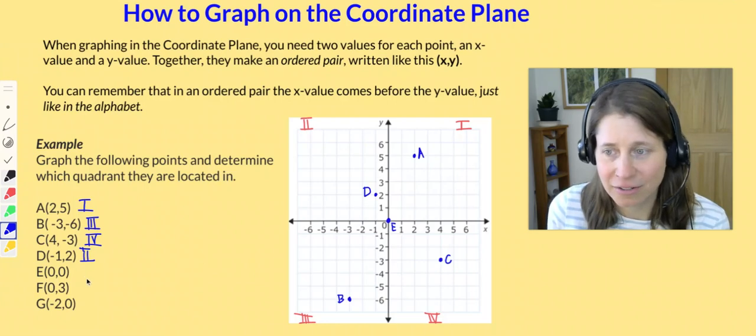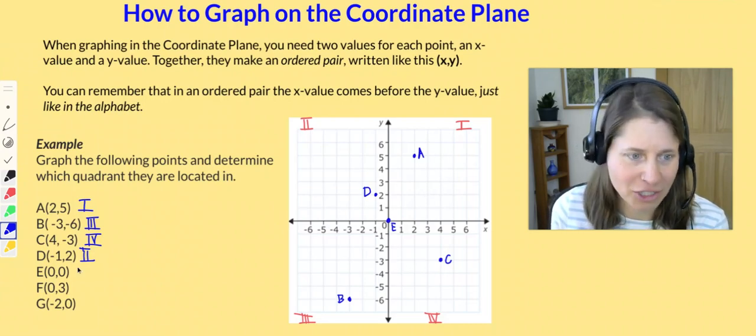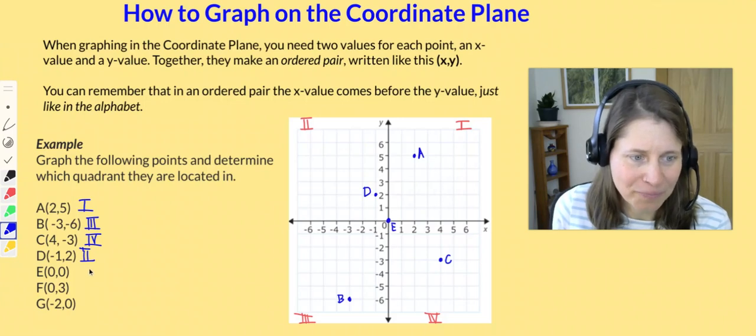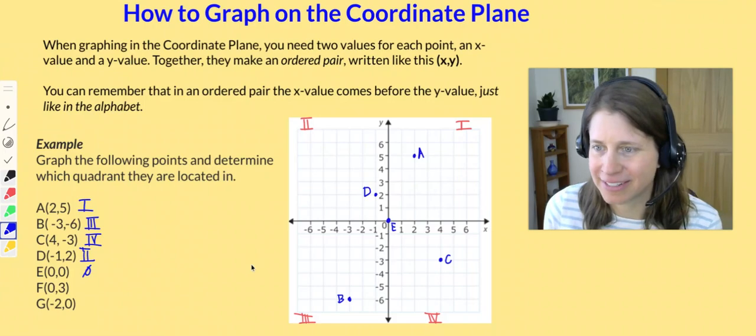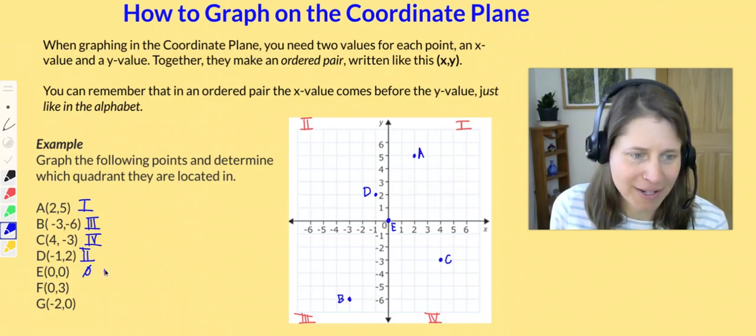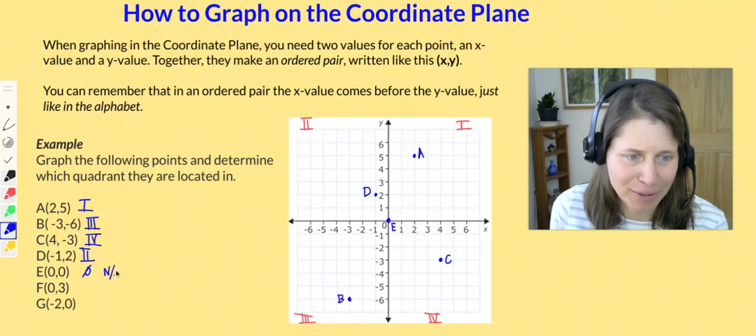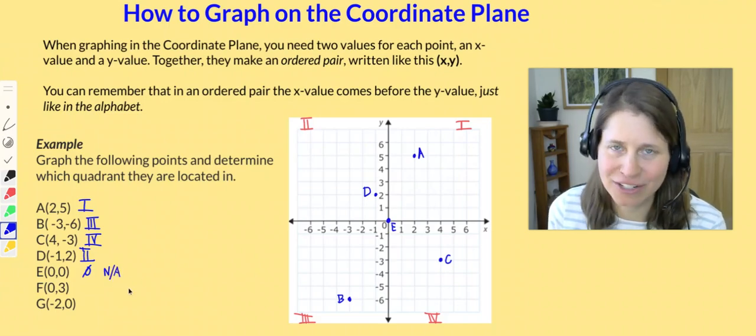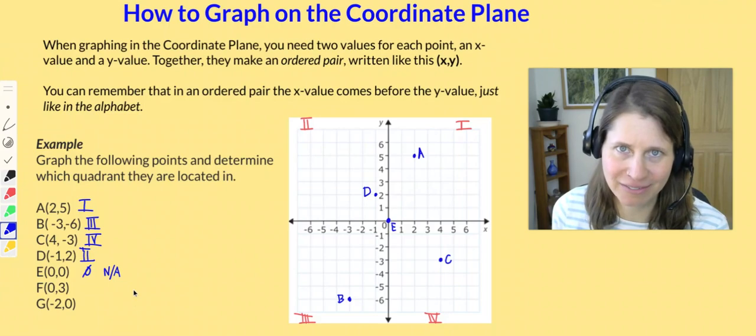What quadrant? There is no quadrant there. It's right at the intersection, so it's not contained within any quadrant. So I'm just going to put a little null symbol there. It's not applicable. I could also put NA, not applicable. Okay, there's no quadrant for the origin.